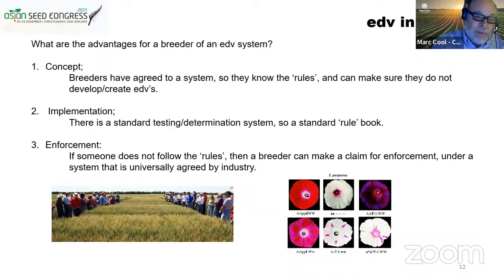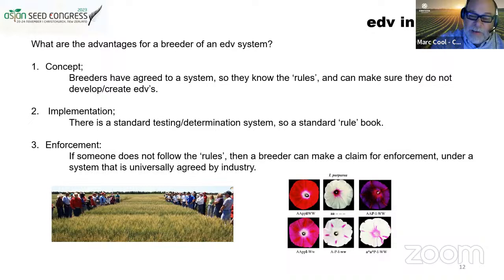So how about a breeder? What do we, for example, as a breeder do under the EDV concept? It's really quite straightforward. The concept is that breeders have agreed to a system, so the breeders know the rules and they can make sure they don't develop EDVs. Most breeders, or all breeders, really don't want to develop an EDV.